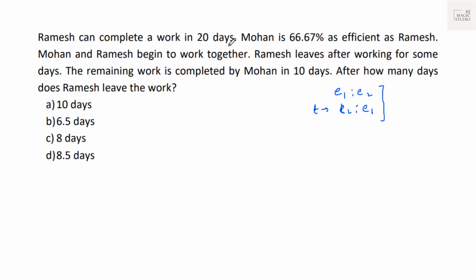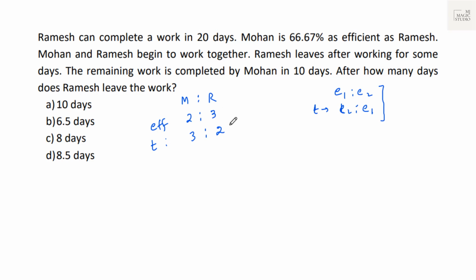Ramesh can complete a work in 20 days. Mohan is 66.67% as efficient as Ramesh. That means 66.67% is 2 by 3, so the efficiency ratio of Mohan and Ramesh is 2 is to 3. That means the time taken ratio to complete the work would be 3 is to 2. Ramesh will take less time, Mohan will take more time.